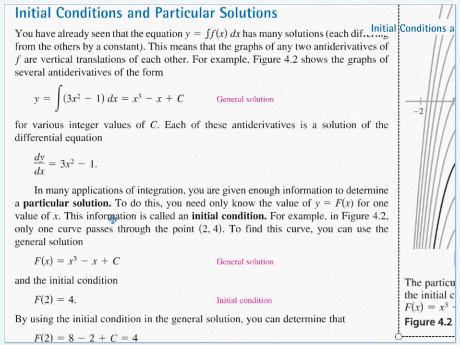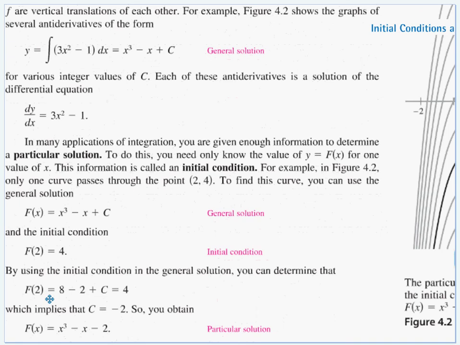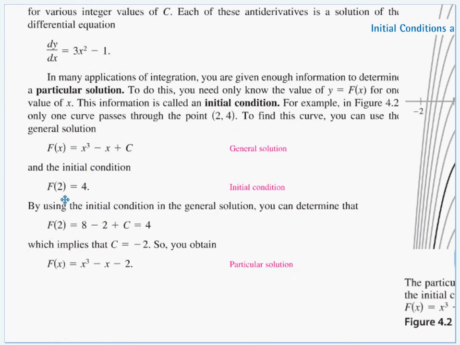So to find this curve, we use the general solution, f of x equals x cubed minus x plus c. And this initial condition, f of 2 is equal to 4, means we put 2's in for all the x's, and we set the whole thing equal to 4. So now the only thing left unknown is c. So we go through and solve for c, so we can write our particular solution. Notice here the general solution has a plus c on the end. The particular solution, the c has now been replaced for the specific c value that we've been looking for. General solution plus c, particular, you solve for that c.